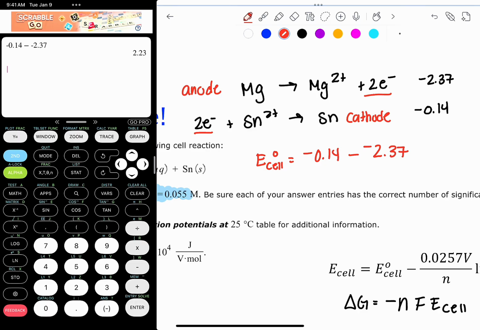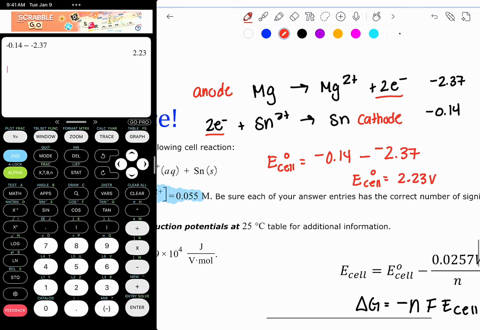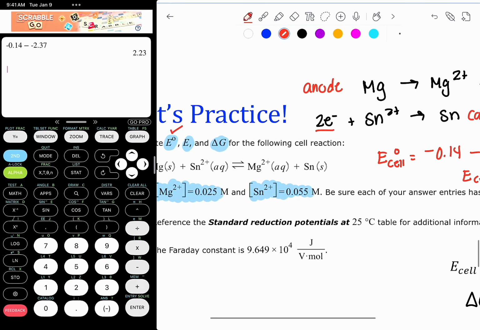And we get that E cell naught is a positive 2.23 volts. This should always be positive. Our E cell naught is always going to be positive for it to be spontaneous. So we have our E cell naught. So that answers the first question. Calculate E cell naught. Did that.